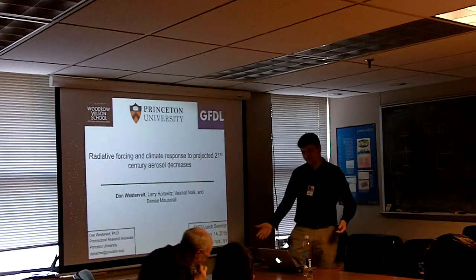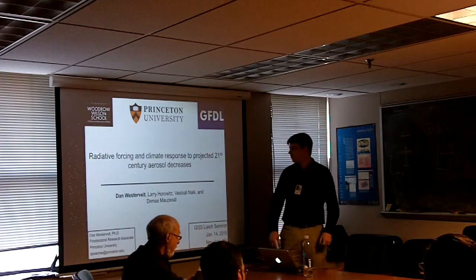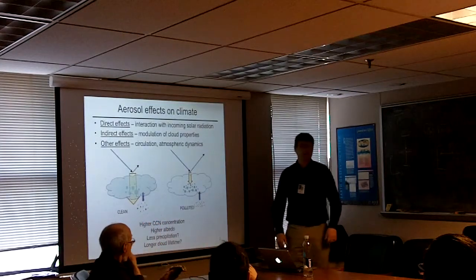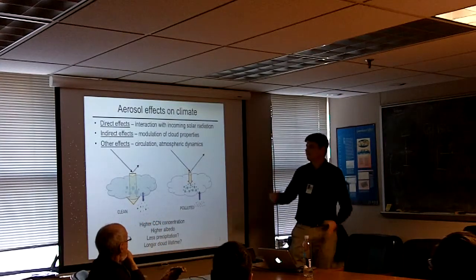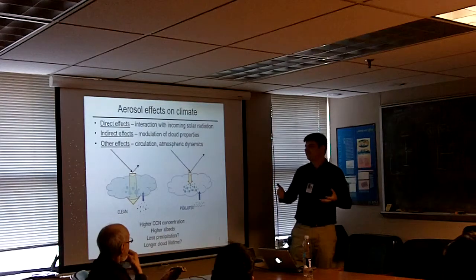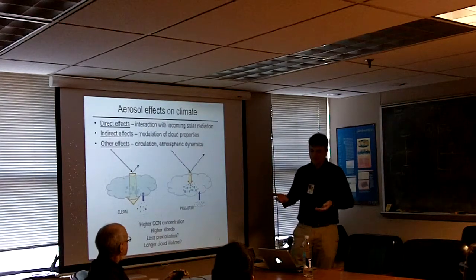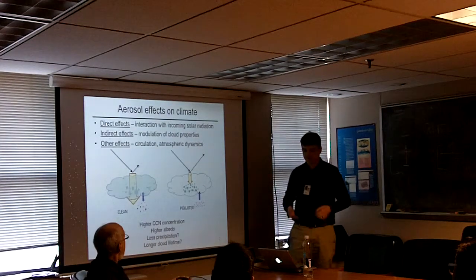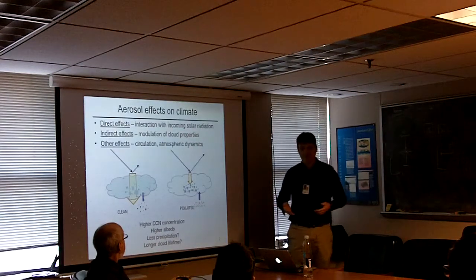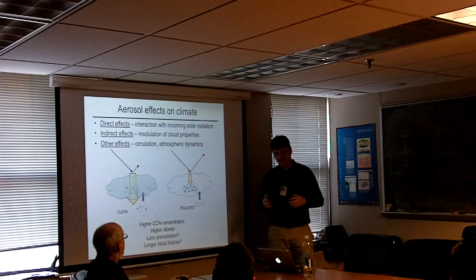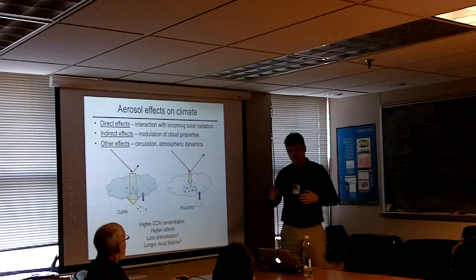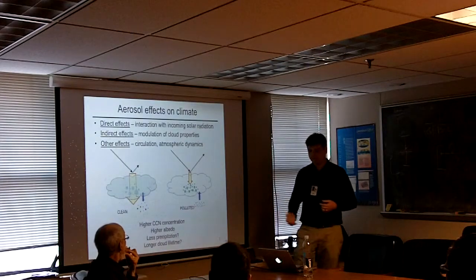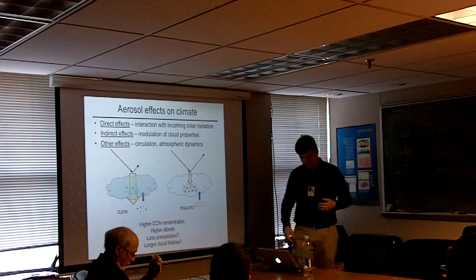So I'm going to be talking about radiative forcing and climate response to projected 21st century aerosol decreases. Just a brief reminder about the effects of aerosols on climate. We have the direct effects, the indirect effects, and then what I'm going to call other effects. Direct effects refers to interactions with incoming solar radiation, so scattering and absorption. Indirect effects have to do with modifying cloud properties. And then other effects: I don't want to be fully exhaustive here, but things like the effects of aerosols on atmospheric dynamics and circulation and feedbacks that can have on climate.